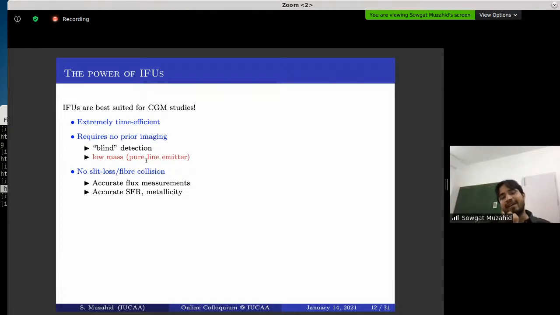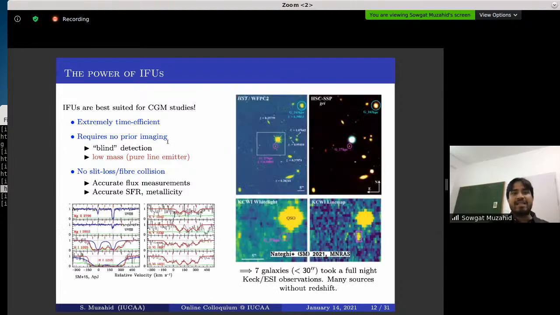And you can also detect very low mass galaxies that are not very prominent in the continuum emission. But when you go to the right frequencies, you will see emission lines, right? And since there is no slit or fiber involved, there is no slit loss or fiber collision, which allows you to measure fluxes very accurately. That means you can also calculate star formation rate or metallicity of galaxies from the emission line fluxes very accurately. And what do I mean by extremely time efficient?